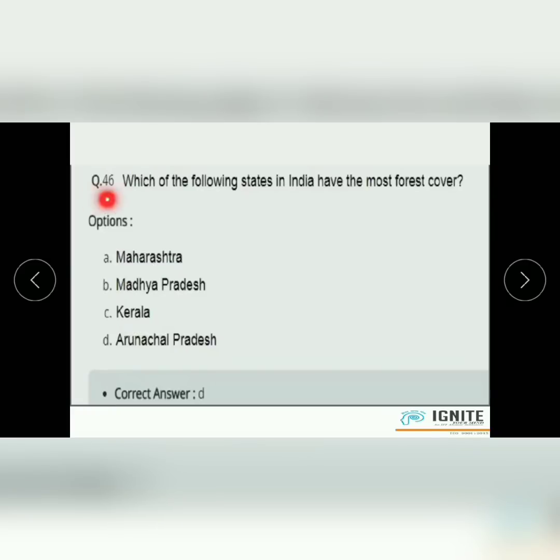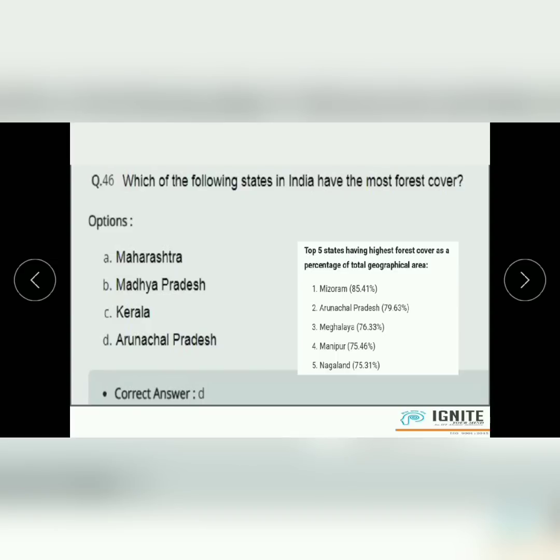Next question 46. Which of the following states in India have the most forest cover? Options are Maharashtra, Madhya Pradesh, Kerala and Arunachal Pradesh. Correct answer is option D. Because according to Forest Survey, the state Madhya Pradesh has the largest forest cover in India. But in terms of percentage forest cover, Mizoram is the most forest rich state. But Mizoram is not in option. Mizoram, then Arunachal Pradesh. Arunachal Pradesh is the second in terms of percentage of total geographical area. Because answer is Arunachal Pradesh.